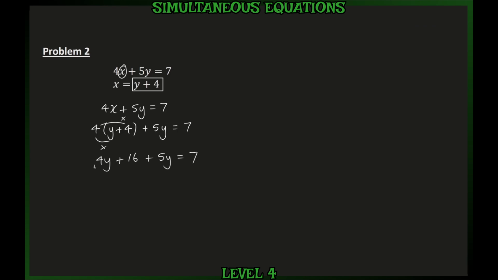On the left, we can now collect together the like terms. So we have 4y plus 5y, which is 9y. We still have a plus 16 there, and it's equal to 7.